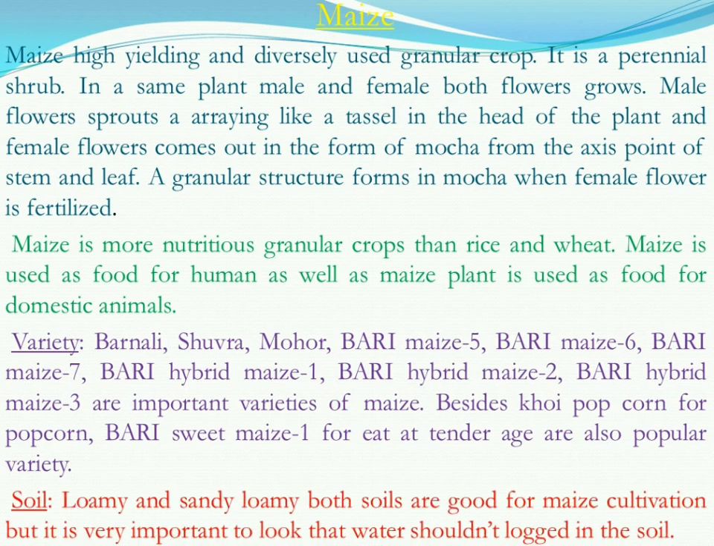What type of soil is necessary for maize cultivation? Loamy and sandy loam, both soils are good for maize cultivation, but it is very important to look that water shouldn't lodge in the soil. That means which type of soil doesn't matter, but we have to be very careful that water shouldn't log in the maize land, because waterlogging is very harmful for maize cultivation.